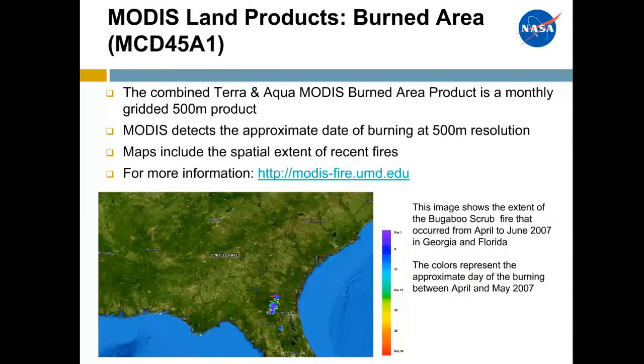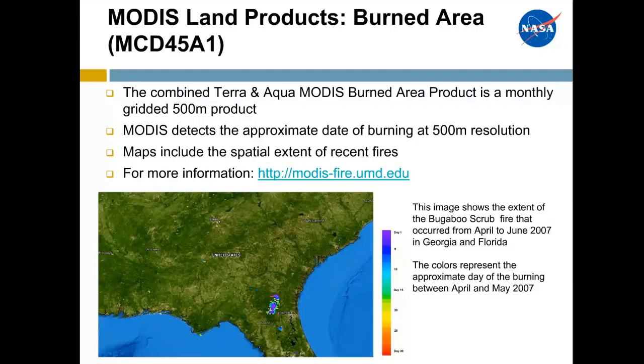This MODIS product detects the approximate date of burning and maps the spatial extent of recent fires by analyzing daily surface reflectance and using a model-based change detection algorithm to locate rapid changes on the Earth's surface. This is a monthly gridded 500-meter product that you can acquire at the website listed here.